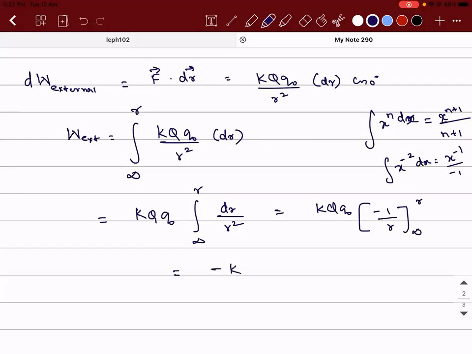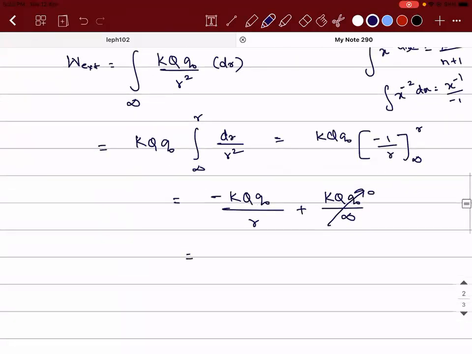What is going to be the answer? Minus k q into q naught divided by r plus k q into q naught divided by infinity, and this value comes out to be 0. Is everyone comfortable with definite integrals? Upper limit minus lower limit, right? So the answer will be minus k q q naught divided by r.